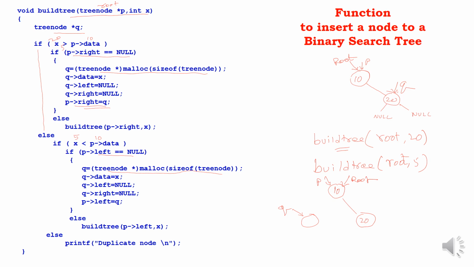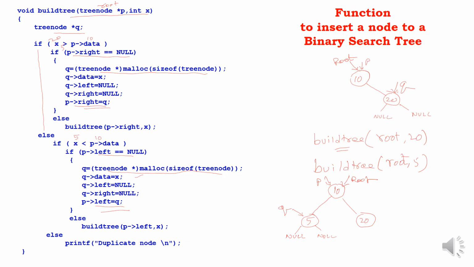Then q data is x. What is x? X is 5. 5 is placed in the key position. Then q left is null, q right is null. A new node is created. Then p left is q. P left was already null, and it is now pointing to q. Now 5 is added as the left node of 10.